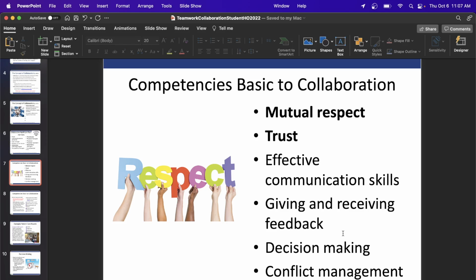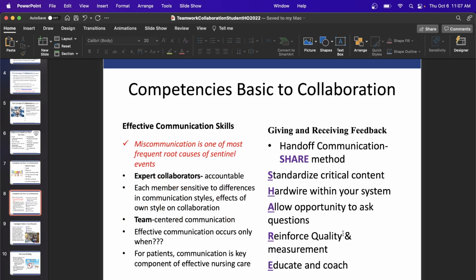So I talked about mutual respect and trust, effective communication skills, and competencies. Miscommunication is one of the frequent root causes of a sentinel event. A sentinel event, again, is an event that occurs to a patient that results in either patient death or permanent disability. That disability can be physical or psychological. Psychological might be a little harder to prove, but that is what a sentinel event is.